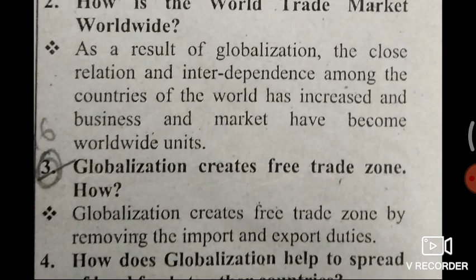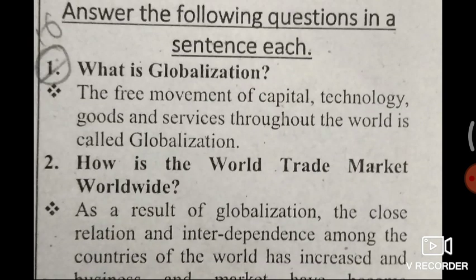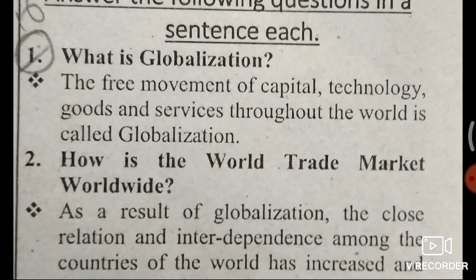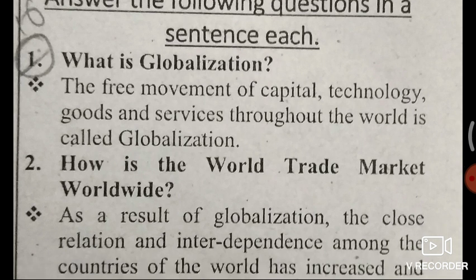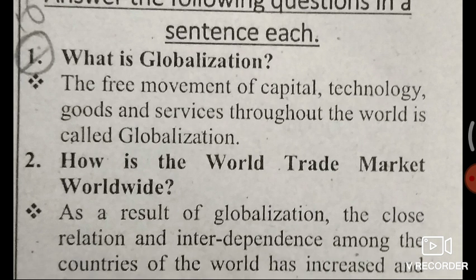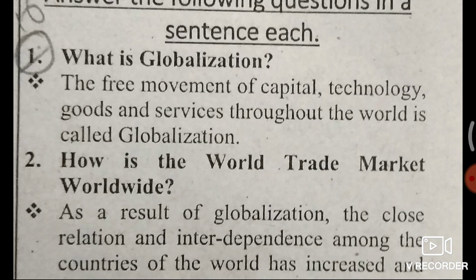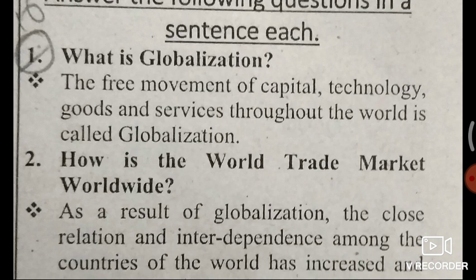The first question, answer the following questions in one or two sentences each. What is globalization? Answer: globalization means the free movement of capital, technology, goods and services throughout the world. It is nothing but the free movement of capital, technology, goods and services, isn't it? It is called globalization.